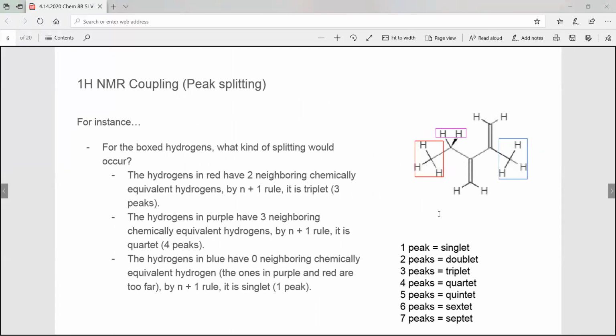Here's an example. The hydrogens in the red box have 2 neighboring chemically equivalent hydrogens. By n+1 rule, they will produce a triplet. The hydrogens in the blue box are too far away from the hydrogens in the red box, as they're more than 3 bonds away. The hydrogens in the purple box have 3 neighboring chemically equivalent hydrogens. By n+1 rule, they will produce a quartet. The hydrogens in the blue box have 0 neighboring chemically equivalent hydrogens. By n+1 rule, they will produce a singlet.